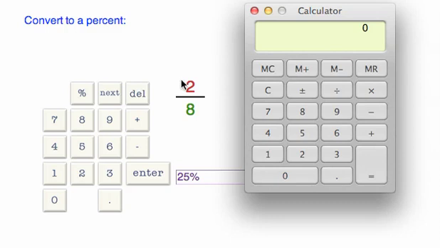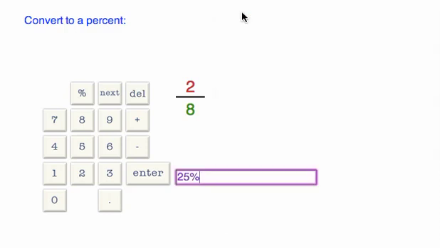A fraction is division, right? It's really unfinished division. So this is 2 divided by 8. And if I do that on my calculator, 2 divided by 8, that gives me 0.25. And then I convert my decimal to a percent by multiplying by 100, by moving the decimal place twice. So like that, right here after the 5. So 25%. And there we go.